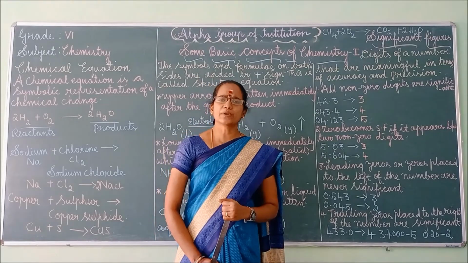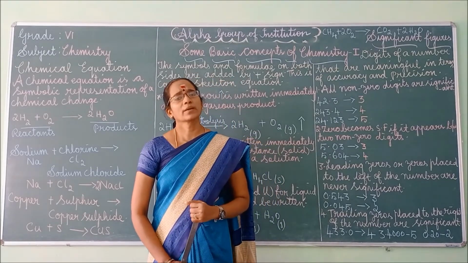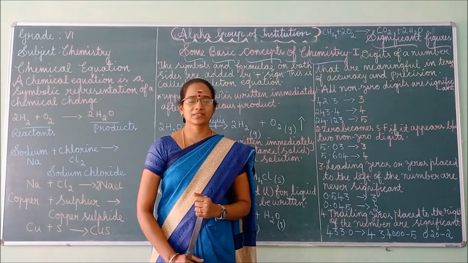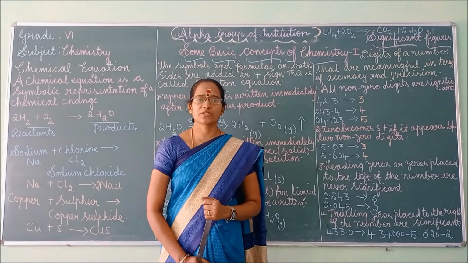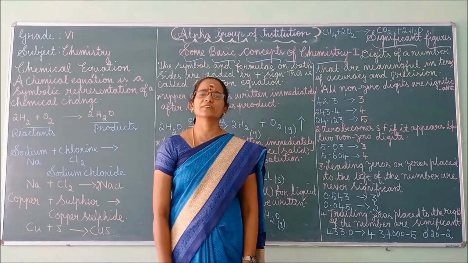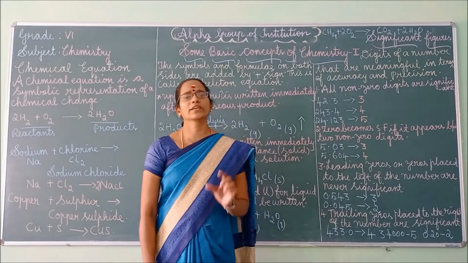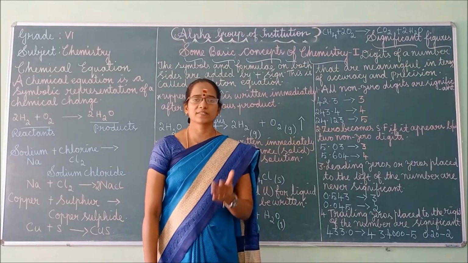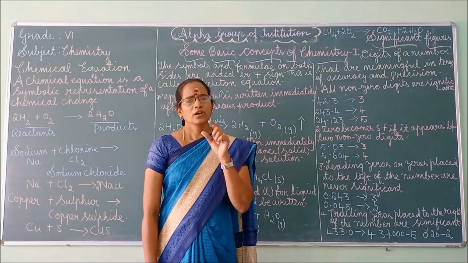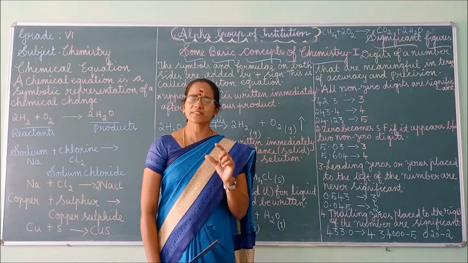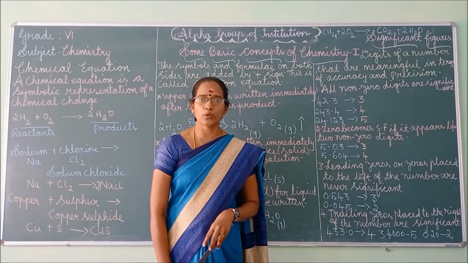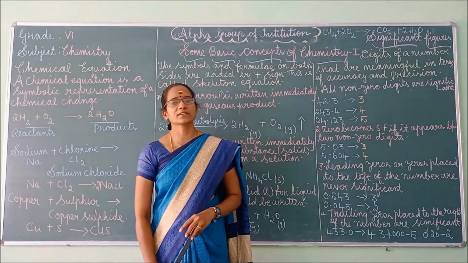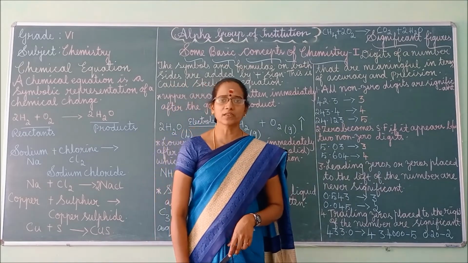What is meant by chemical equation? A chemical equation is a symbolic representation of a chemical change. Otherwise, we can say a chemical equation is a shorthand notation of a molecule of a given substance using formulas, symbols, etc. A chemical equation consists of two components. What are the two components? One is the reactants and another is the products.